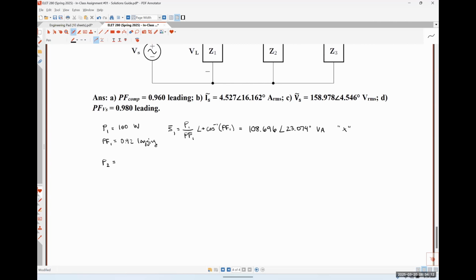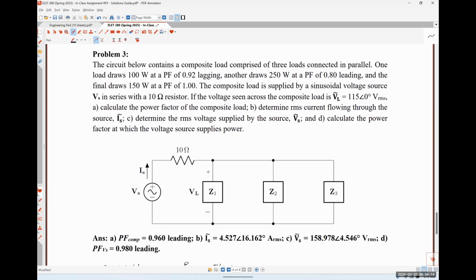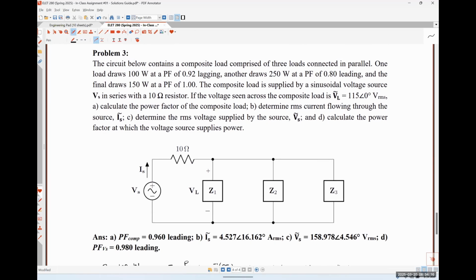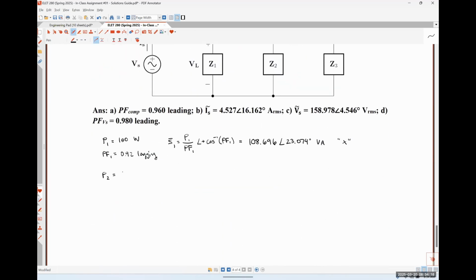For our second load, we are told that it's drawing 250 watts at a power factor of 0.8 leading. So using this information, how would I calculate the complex power absorbed by load 2?